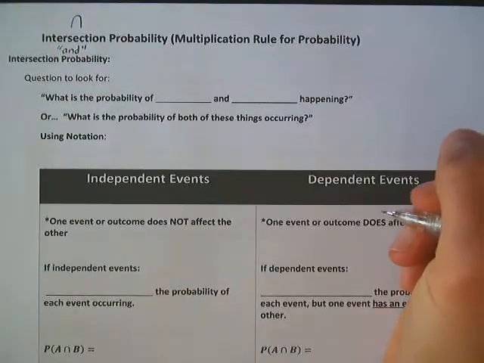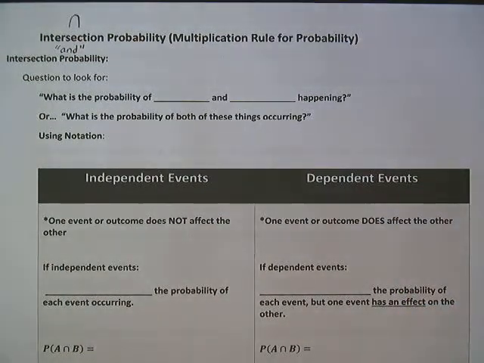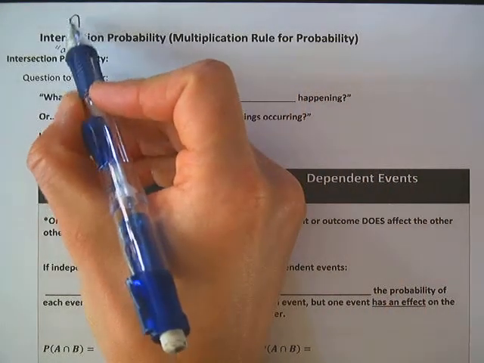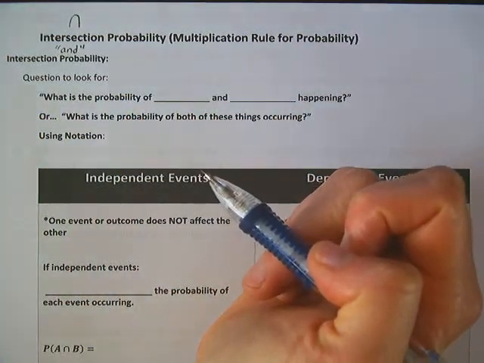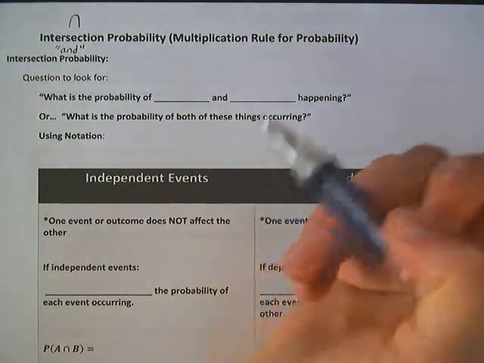And so the way that I kind of think about that is intersection, you can think of it, it kind of starts with the sound N. So this kind of looks like, if you think about a lowercase n, it kind of looks like a big lowercase n, okay? And so that's the way I remember the symbol, all right?